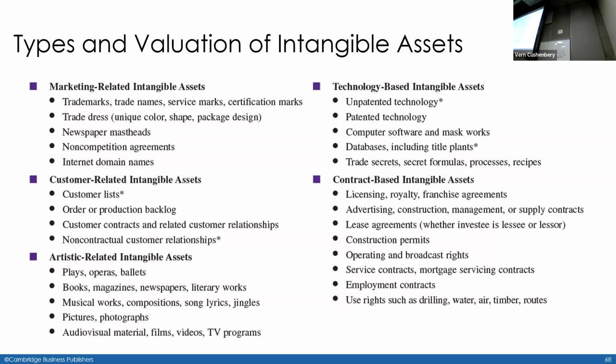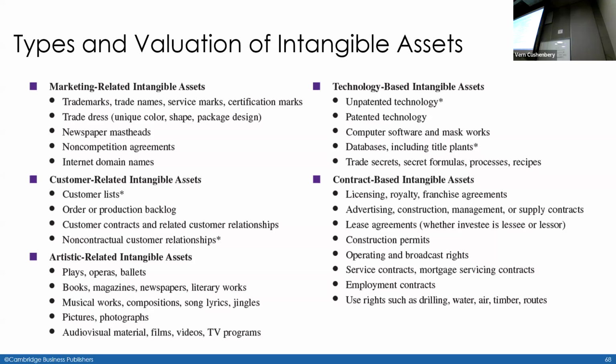Whole list of them right here on page 60. Marketing related assets, customer relationships, artistic related assets, trademarks, patents, so on and so forth. If we can identify any of the value to those assets, we will do it. That's all a big estimate, which is fine. That's all disclosed in the filings when mergers and acquisitions happen.